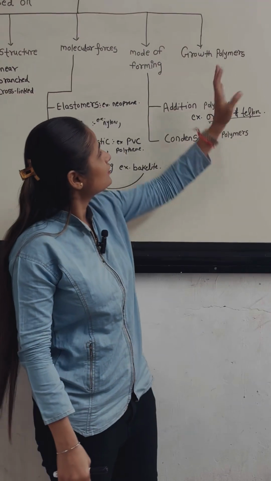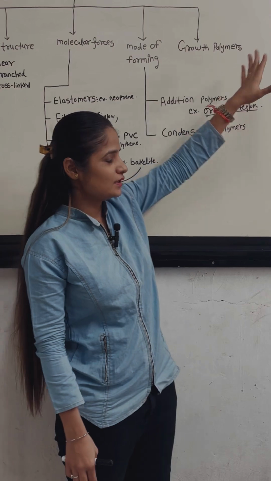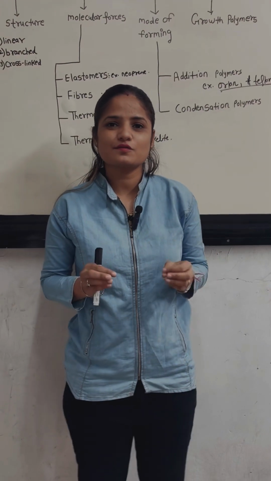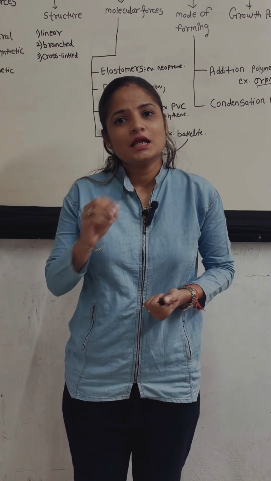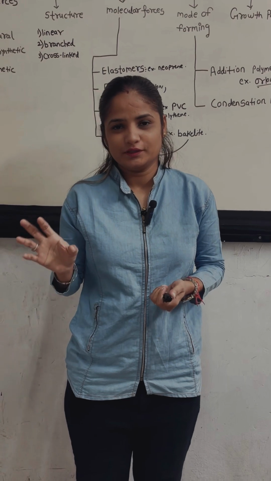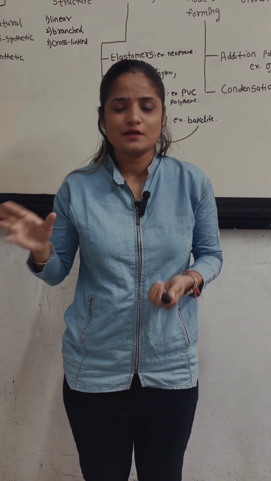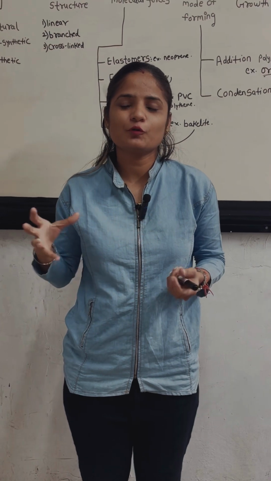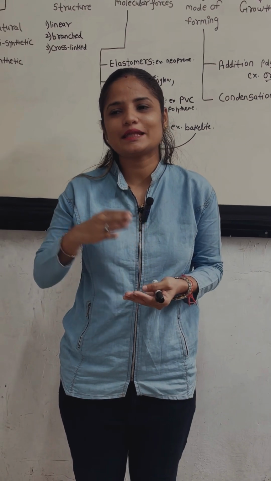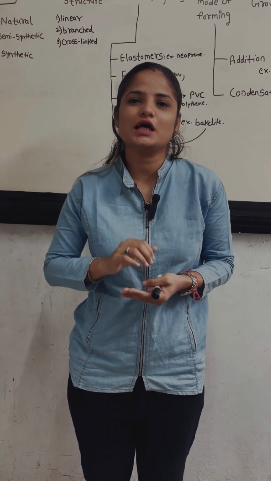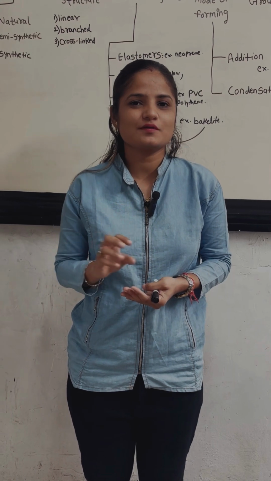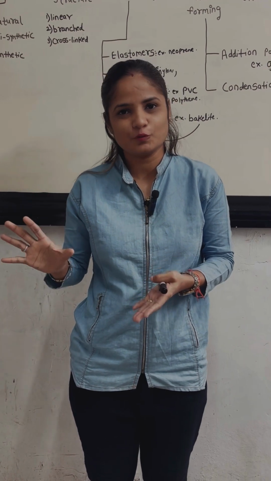Now last is the growth polymer, also called step growth polymerization. In this process, a large number of monomers combine in a stepwise manner and form a large molecule. That process is called growth polymerization.